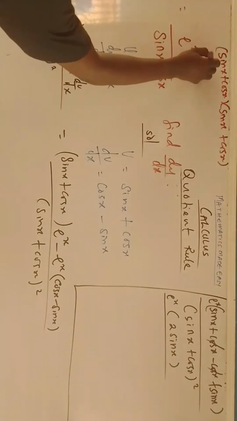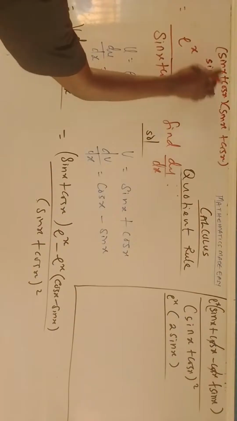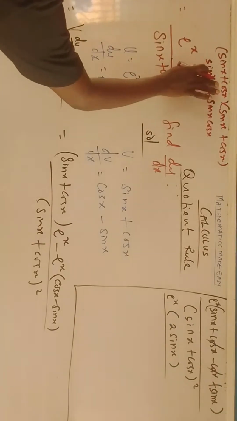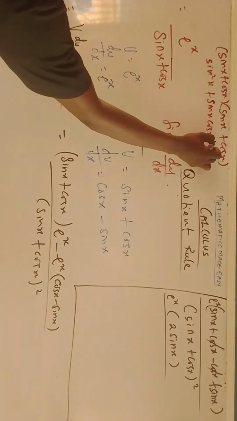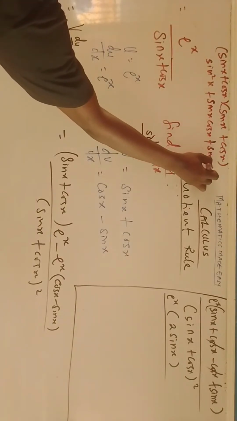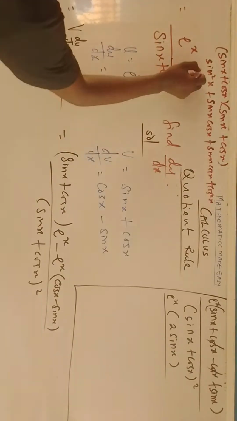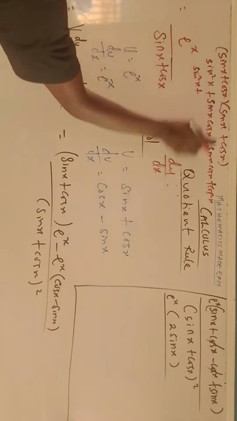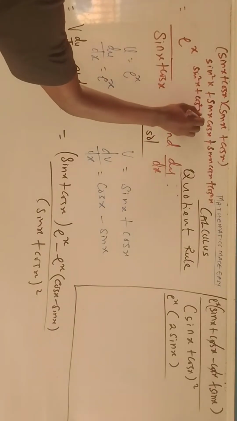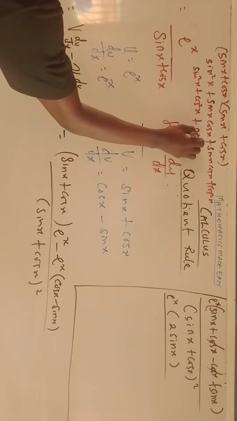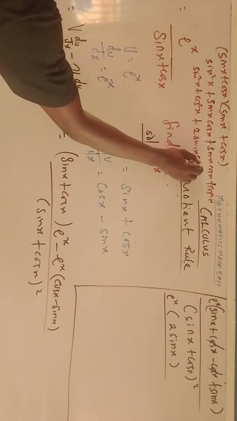Sin x times sin x will give us sin square x. Sin x times cos x will give us sin x cos x, okay? So cos x times sin x will give us what? So sin x cos x, and then cos x times cos x will give us what? Cos square x, alright? So you are going to have sin square x plus cos square x, plus sin x cos x plus sin x cos x, 2 sin x cos x.